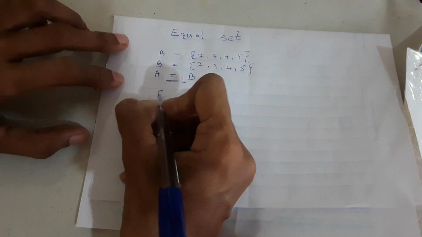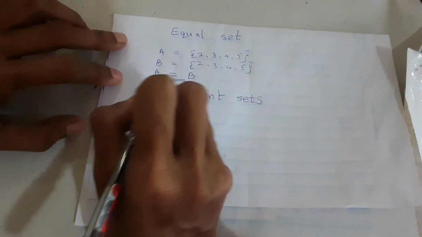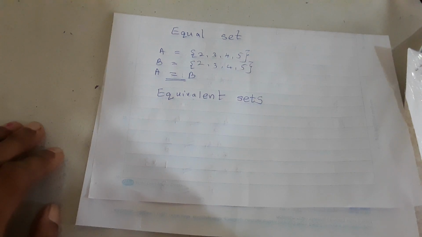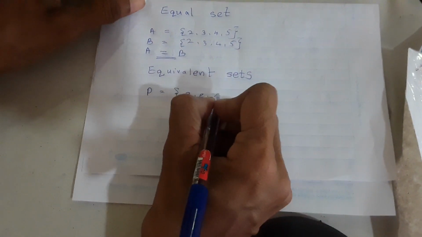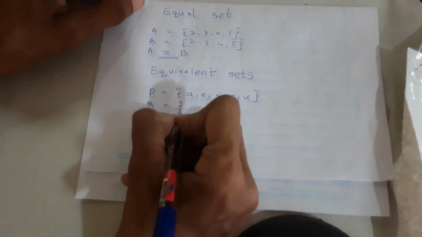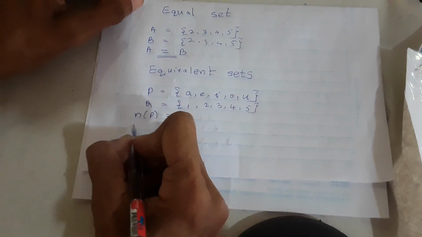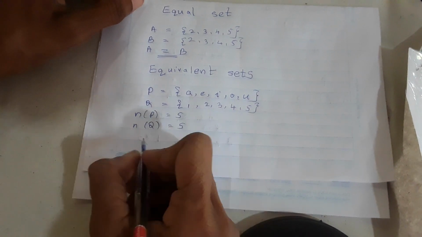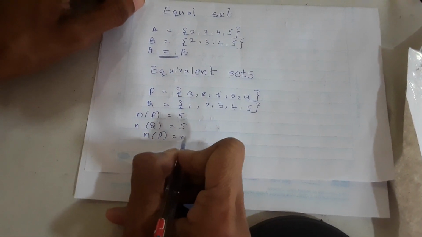Next we are going to learn about equivalent sets. In equivalent sets, the number of elements in the sets are equal. Only the number of elements. The set P is {A, E, I, O, U}. Set Q is {1, 2, 3, 4, 5}. n(P), the number of P, is equal to 5. The number of Q is equal to 5. n(P) equals n(Q). Then the sets P and Q are equivalent sets.